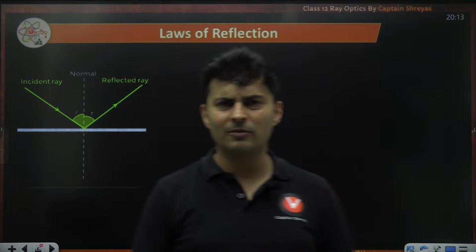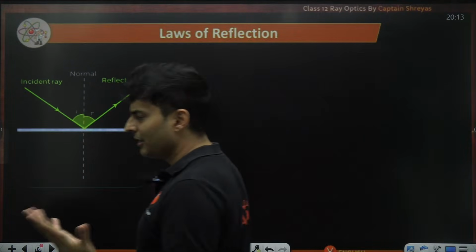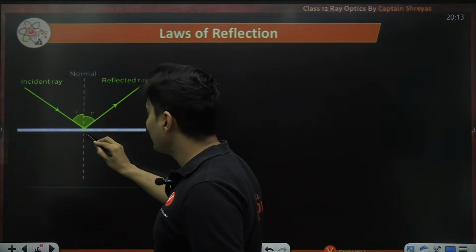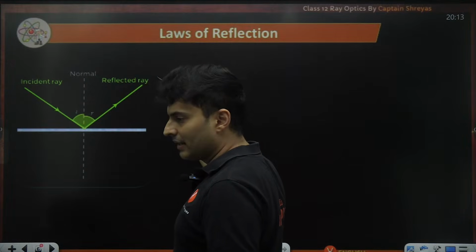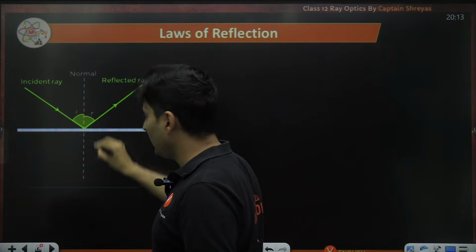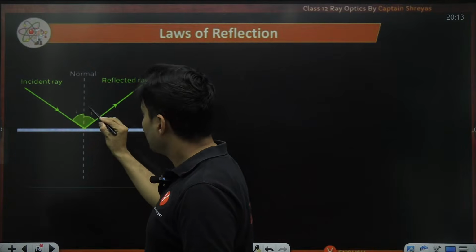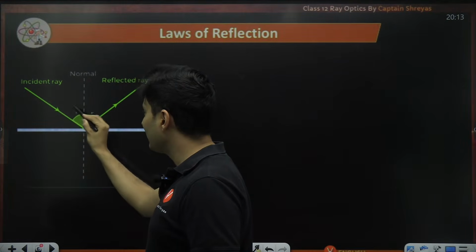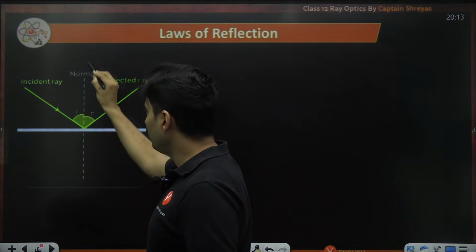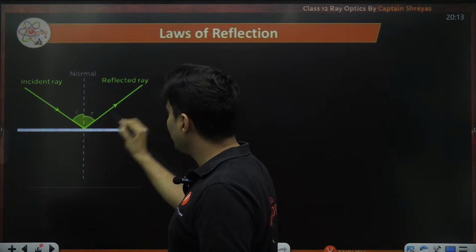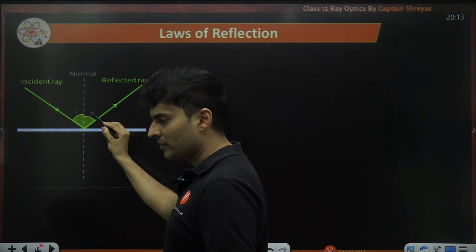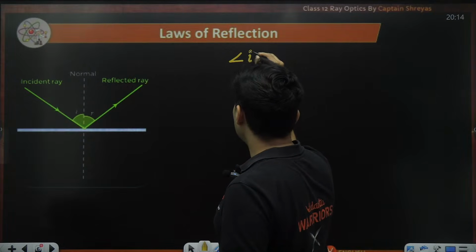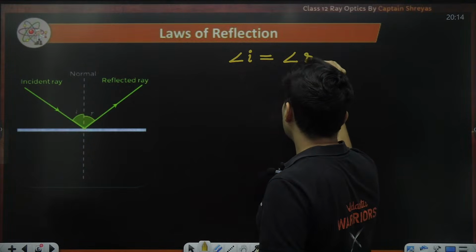Anyways, coming back now to the first and the second law of reflection. Very simple. You might have already studied this back in 9th or 10th grade also. I will just reiterate that fact. If you have the incident ray, the reflected ray, and you draw a perpendicular to it, then the angle between the incident ray and the perpendicular is called the angle of incidence, and the angle between the perpendicular and the reflected ray is called the angle of reflection. You will see that the angle of incidence is equal to the angle of reflection.